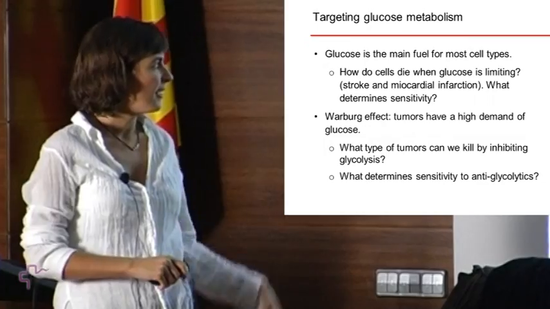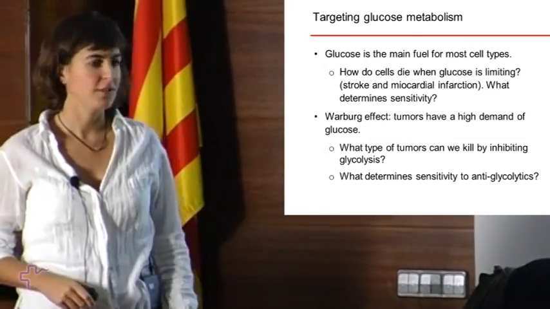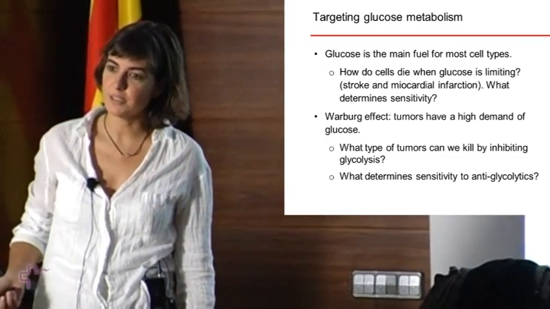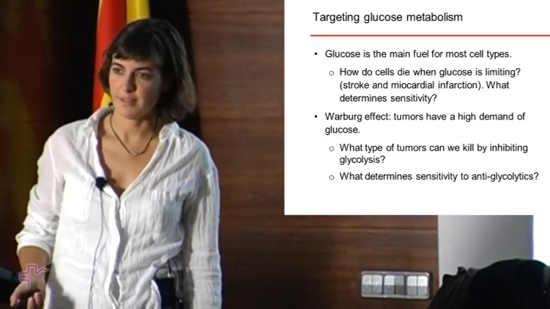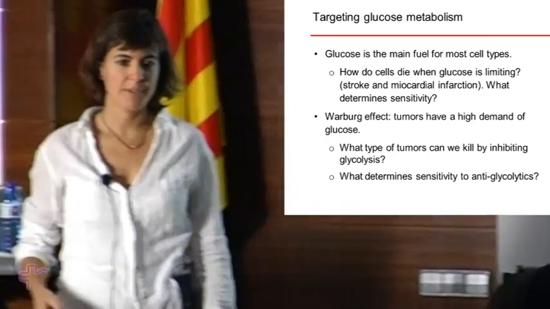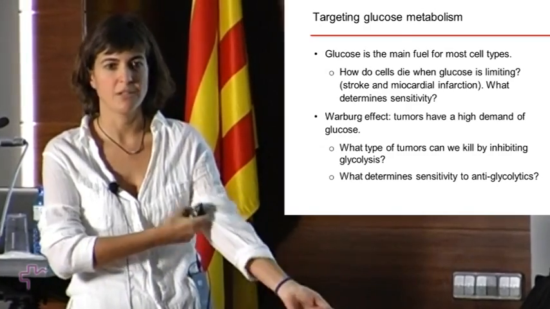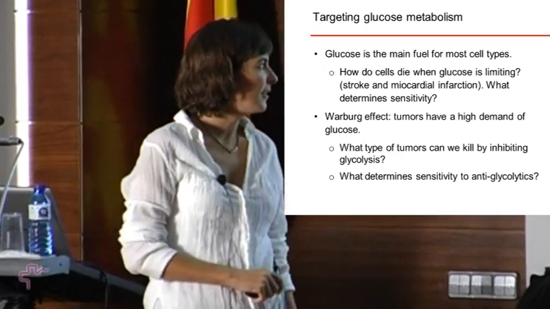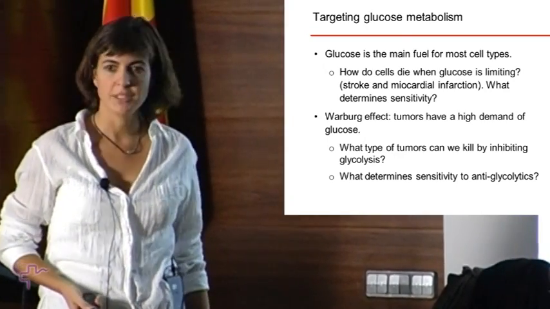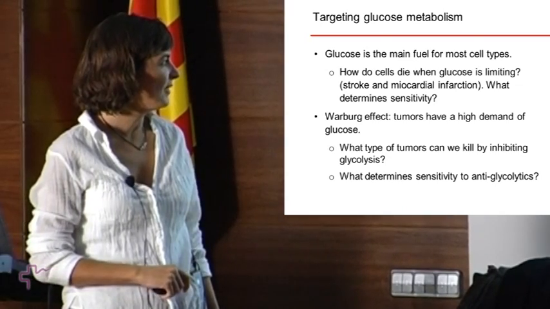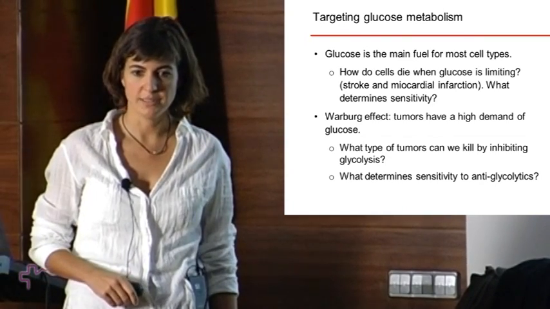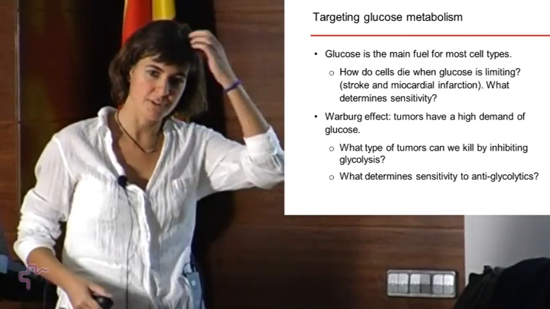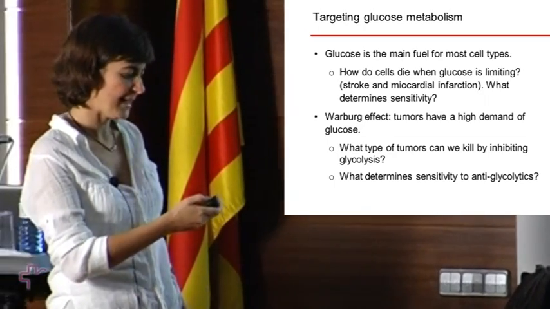On the other hand, this is a very fashionable subject at the moment because tumors have a high demand of glucose. This is what is known as the Warburg effect that was known in the 30s, but it's a fashion at the moment because we're finding out so many things about tumor metabolism that there's a lot of interest. So in this sense, we're interested in understanding what type of tumors we can kill by inhibiting glycolysis, and also what determines sensitivity of tumor cells to anti-glycolytic drugs. And we're more interested in the apoptotic part, but we're also interested in upstream sensing signals.